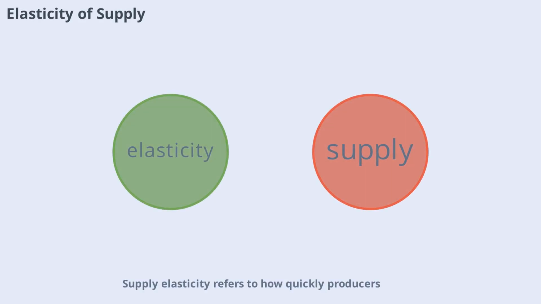Supply elasticity refers to how quickly producers can adjust output in response to price changes. Highly elastic supply means producers can ramp up production easily, while inelastic supply indicates slower adjustments. This concept is important for understanding how quickly equilibrium is restored after market disruptions.